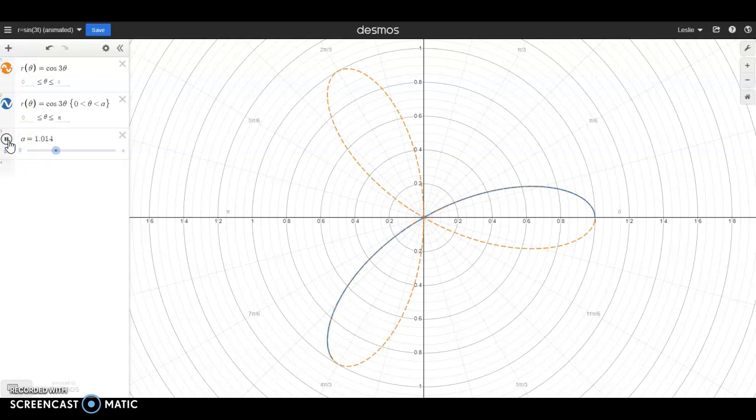I still have three petals. This is called a three-petaled rose or a three-leaved rose. I still have three leaves. And this time it's a cosine graph, so I'm hugging the x-axis.